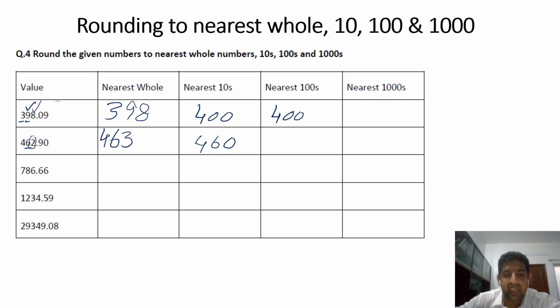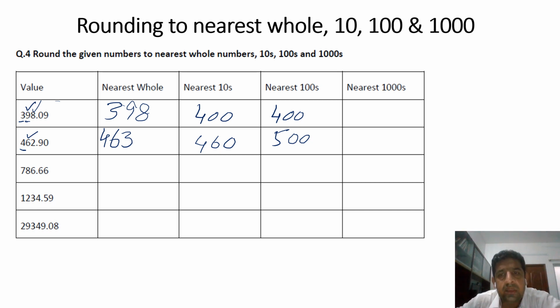But in the next case, we have 462, where the value after the hundreds is 6. We will underline hundreds value and we will take the next digit, which is 6. So 6 is greater than 5. We will add 1 to the 4. So it will become 5 and the rest of the numbers on the right will be 0. So it will become 500.